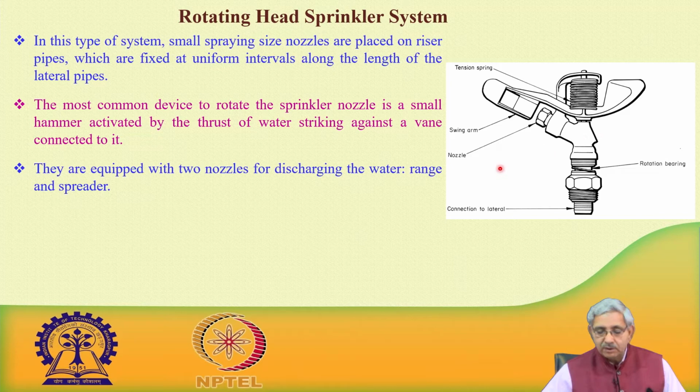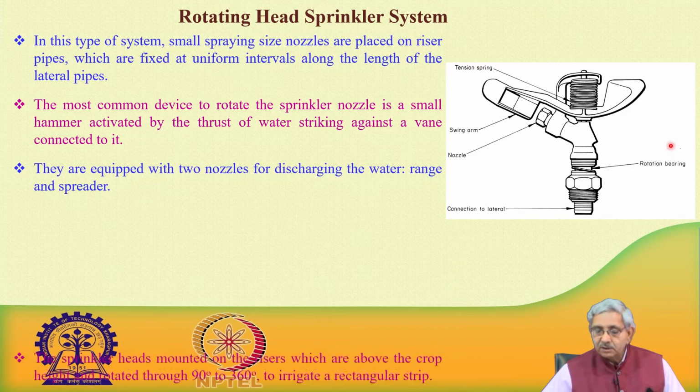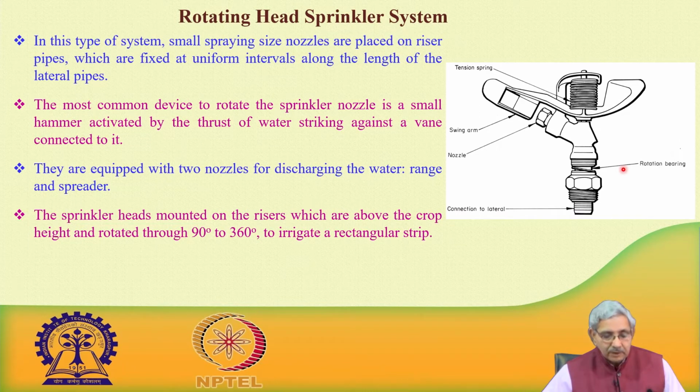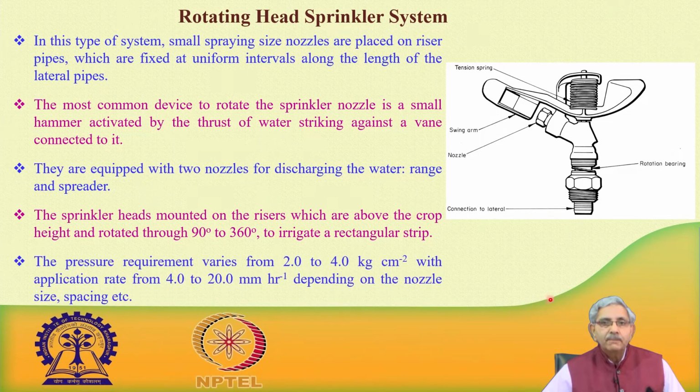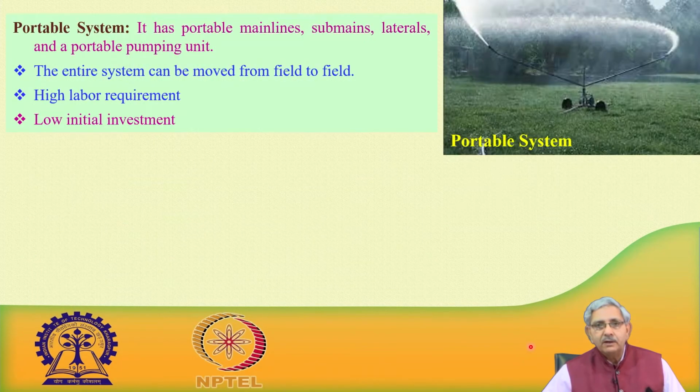There could be two nozzles, one is the range nozzle and another one is the spreader nozzle, and the sprinkler head is mounted on the riser above the crop height and rotated through 90 to 360 degrees to irrigate a rectangular strip. The pressure requirement is 2 to 4 kg per square centimeter, and it has different application rates, decided on the basis of the type of soil and also the slope of the land.